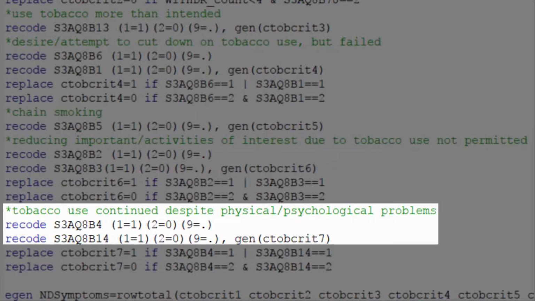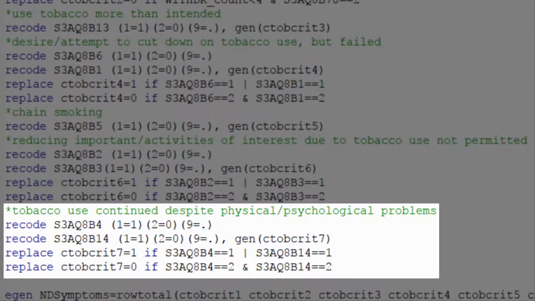For the variables asking if tobacco use was continued despite physical or psychological problems, they are coded as 1 for yes answers, 0 for no answers, and 9 or unknown answers are set to missing. Our final new variable, C to B crit 7, is then generated.